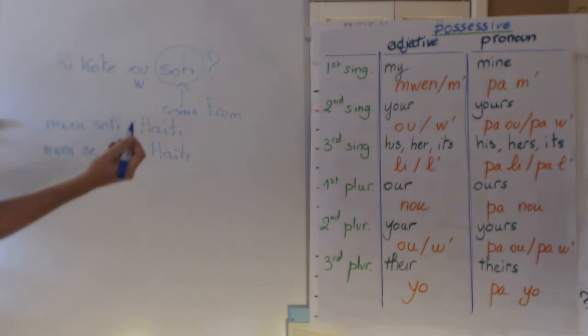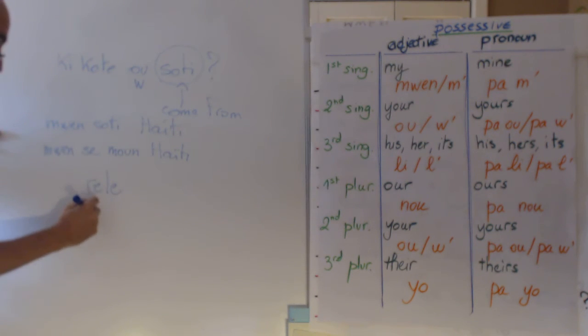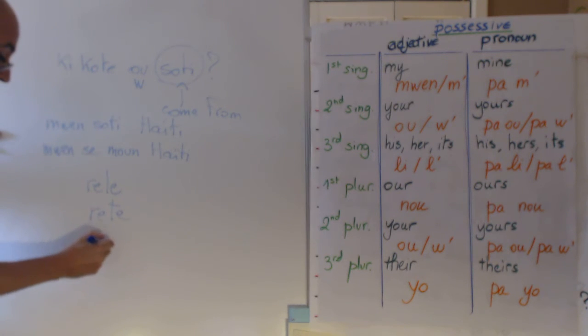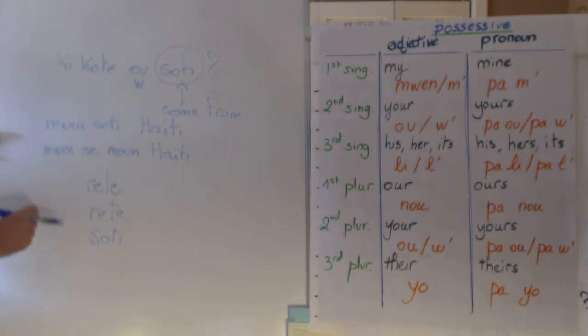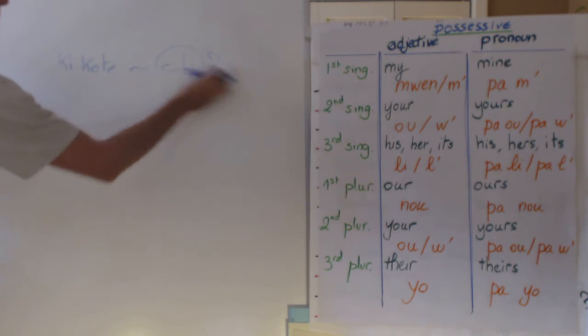So, what's your name? We use the verb rêler. Where do you stay? Rester. Where do you come from? Sorti. Very good. Another one. We're going to see a couple of small things today.